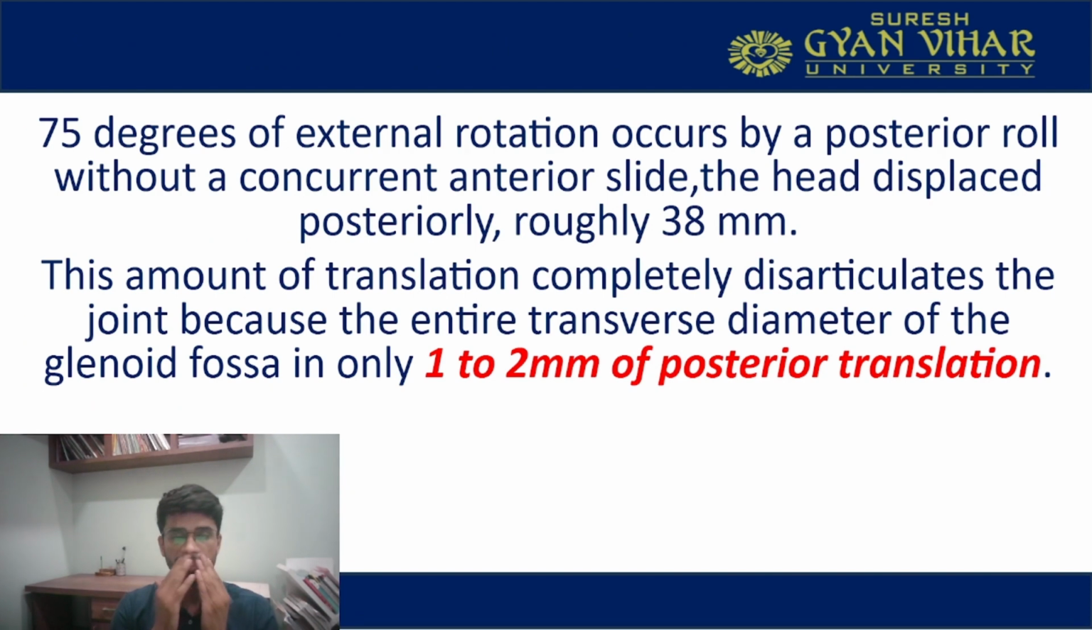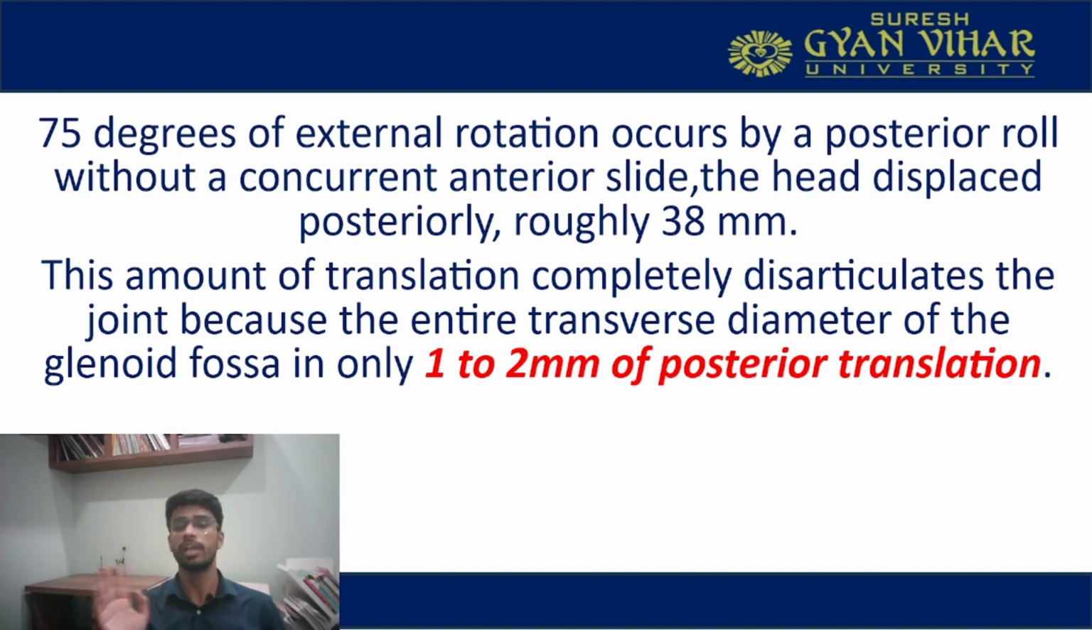For 75 degrees also, sliding is happening in order to prevent the posterior roll. Without a concurrent anterior slide, the head will displace posteriorly roughly 38 millimeters. This amount of translation completely disarticulates the joint, because the entire transverse diameter of the glenoid fossa is only 1 to 2 millimeters. So imagine if there is no sliding happening in the glenohumeral joint. When you do external rotation, in 75 degrees of external rotation, 38 mm, which is 3.8 centimeters, the head will be displaced in the posterior direction.